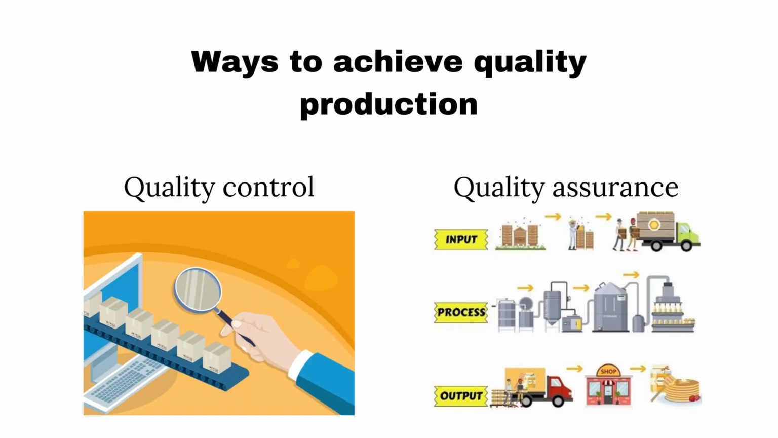There are two common approaches that a business can use to achieve quality production. They are quality control and quality assurance. They have their own advantages and disadvantages.